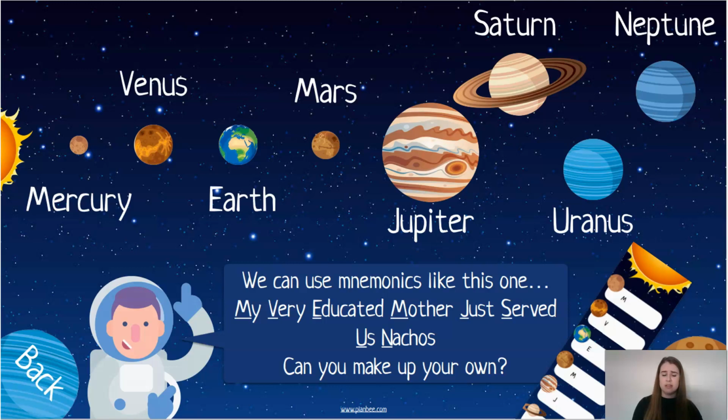I know there's one that goes along the lines of "my very easy method, just something us something." I can't remember what that one is now off the top of my head. Oh my goodness, it's completely gone. But a mnemonic is where we create a phrase or a saying where each word starts with the same letter as what it is you're trying to remember, in order.